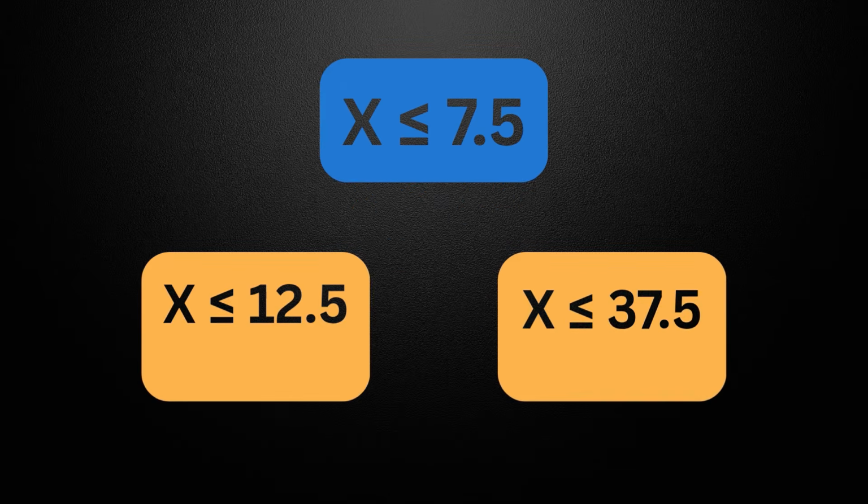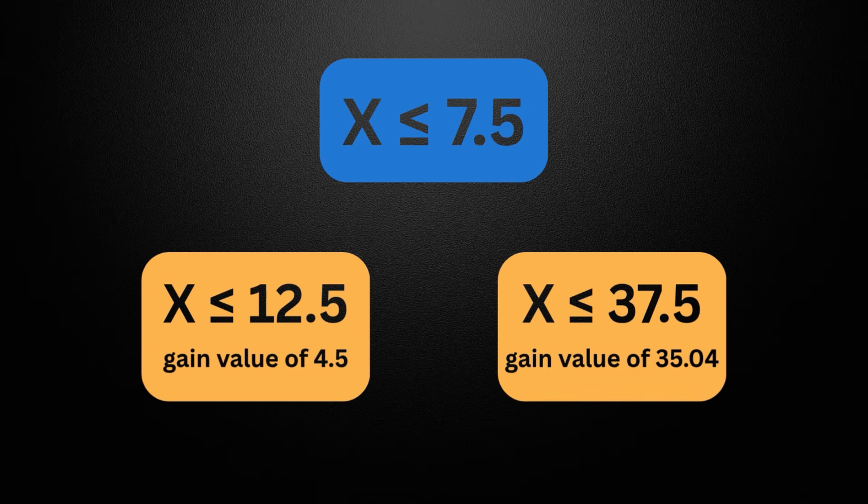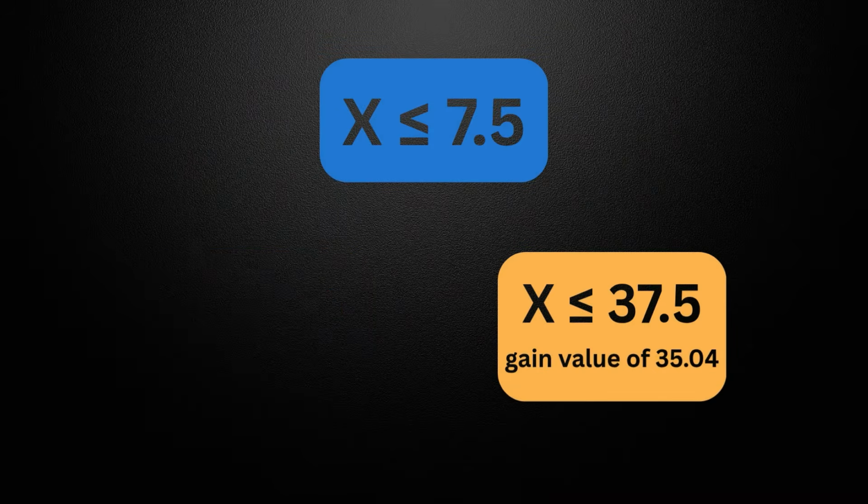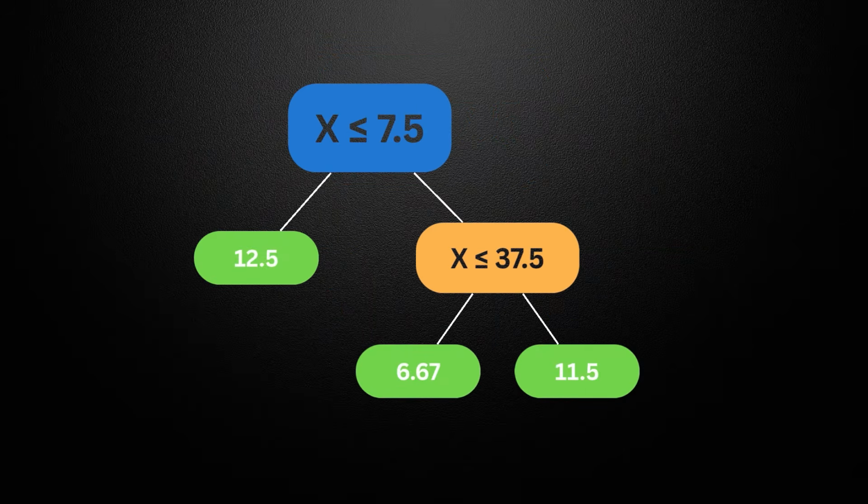We can grow this tree one more level. We can split either of the child nodes. We'll choose the single split that gives the biggest additional gain. Splitting the left child results in two singletons giving a gain value of 4.5, while splitting the right child at a threshold of 37.5 provides a gain of 35.0417. Since 35.04 is greater than 4.5, we split the right child at 37.5.